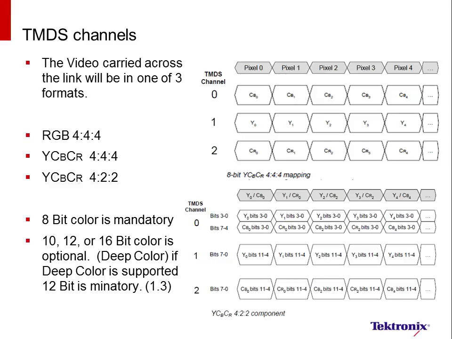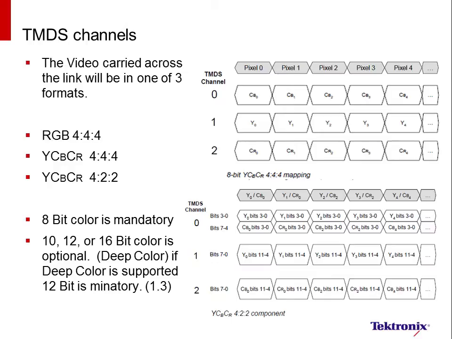With the TMDS channels, the video that's carried across will be in one of three different formats across each one of the TMDS channels. If it happens to be RGB data, then the data is carried straight across as blue, green, and red across 0, 1, and 2 channels. If the data is 8-bit YCbCr data, it is also carried as CbYCr data on TMDS channel 0, 1, 2.